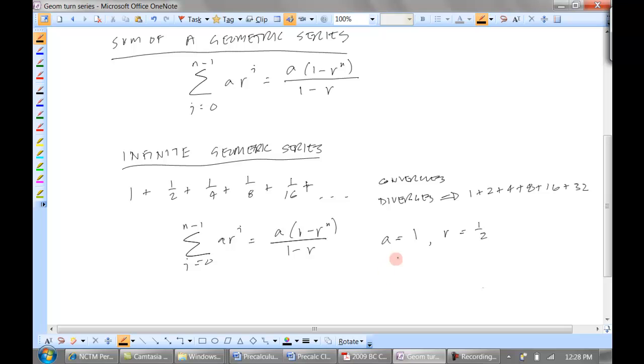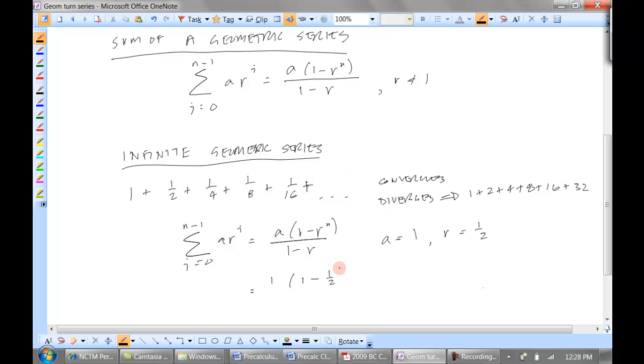And I should say in both of these examples it's important that r is not equal to 1, because then we'd be dividing by 0, and that would not be good. So we could actually plug this in and see what happens. Well, if the first term is 1, and we have 1 minus r to the n, but this time there are an infinite number of terms.